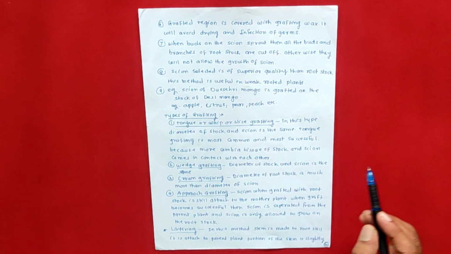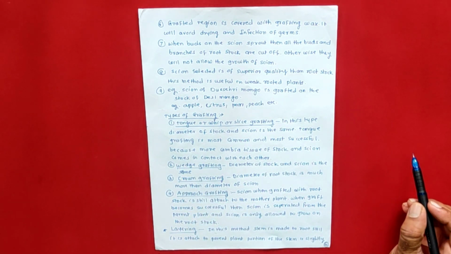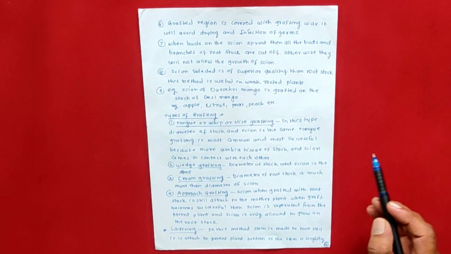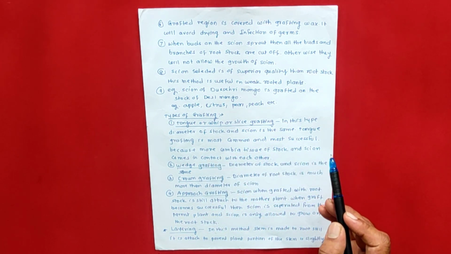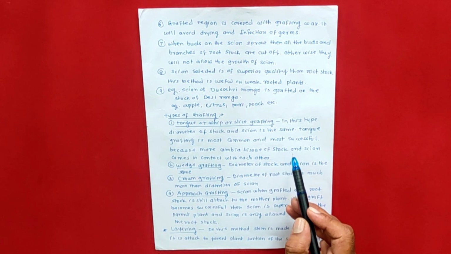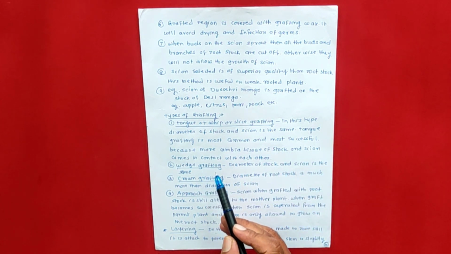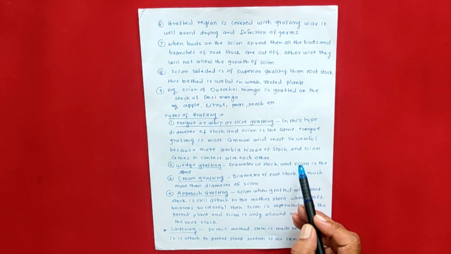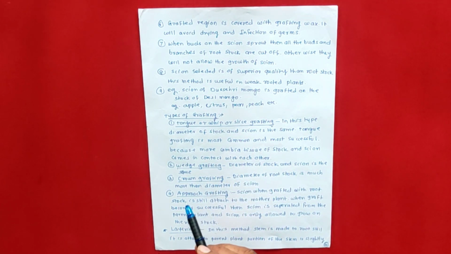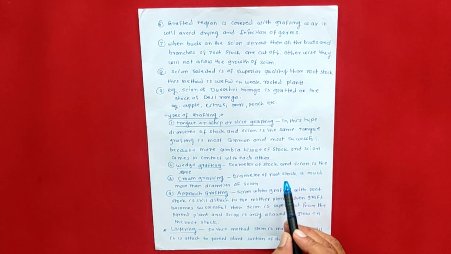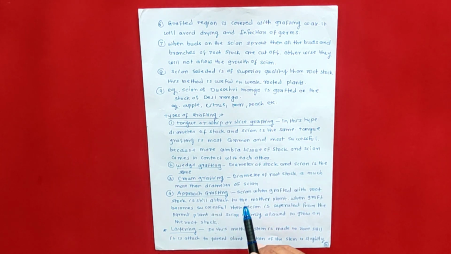First one is tongue or whiplash or slice grafting. In this type, the diameter of stock and scion is the same. Tongue grafting is most common and most successful because more cambium tissue of stock and scion come in contact with each other. Second, wedge grafting. The diameter of stock and scion is the same. Then crown grafting. The diameter of the rootstock is much more than the diameter of the scion.